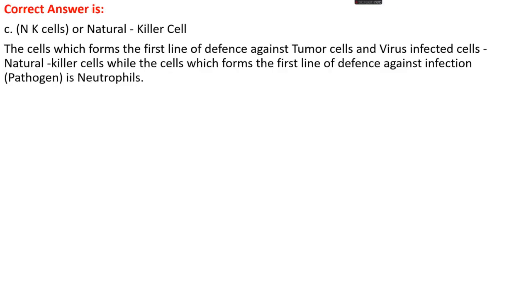Okay, the cells which form the first line of defense against tumor cells and viral infected cells are the natural killer cells, while the cells which form the first line of defense against infections, actually bacterial infections or pathogen infections, is the neutrophil.